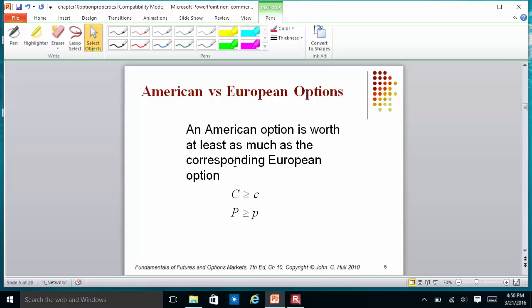Now here we are talking about American versus European option, and American option is worth at least as much as the corresponding European option. So what we see is that in the case of the American option, the main advantage is that you have the ability to exercise early, and in some situations it can be valuable, in other situations it may not give you anything much. But what we are saying here is that at a minimum the American option should be at least as worth as the European option. The same thing for the put option.